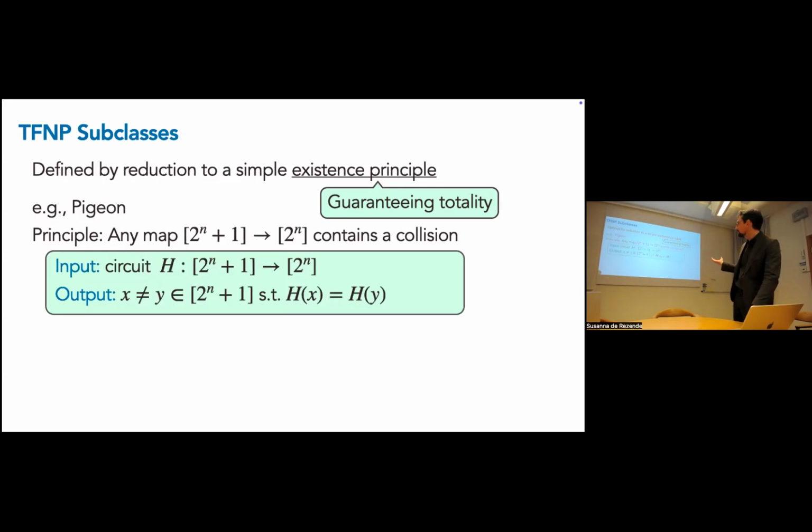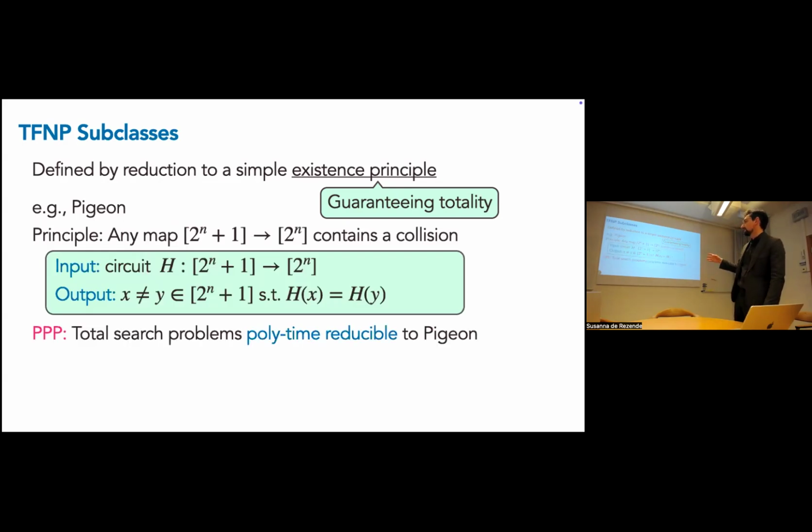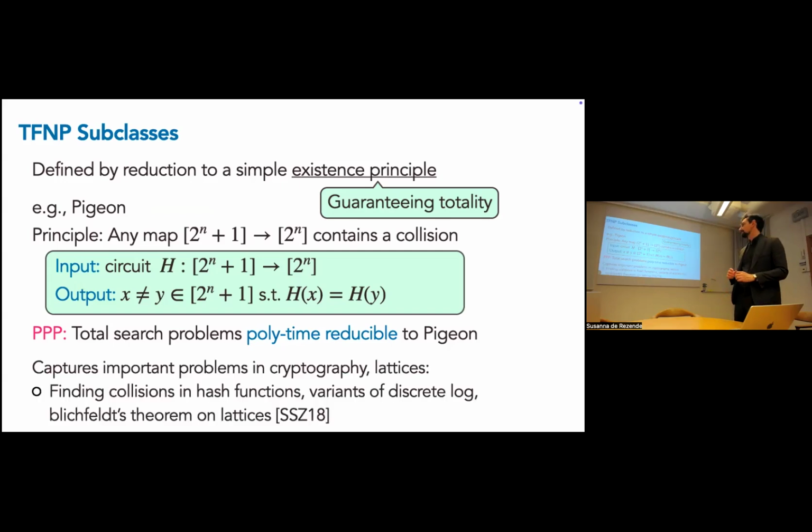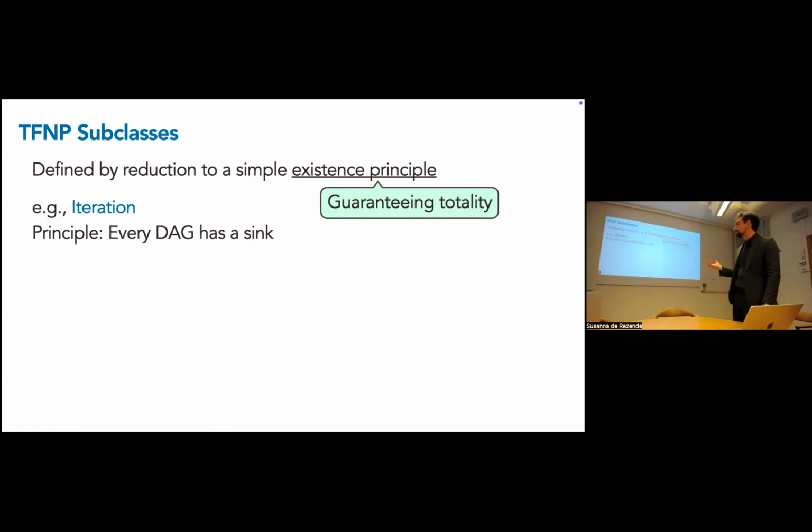So for example, pigeon is the complete problem for the class PPP. So you take the pigeon problem, you look at everything that's polytime reducible to pigeon, and this gives you PPP. It was one of the original TFNP classes, and it's kind of like the crypto TFNP class. It captures things like finding collisions, hash functions, variants of discrete log, lattice problems. There's also the iteration problem, which is characterized by the principle that says that every DAG has a sink.